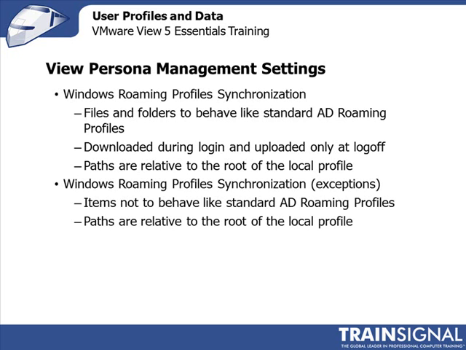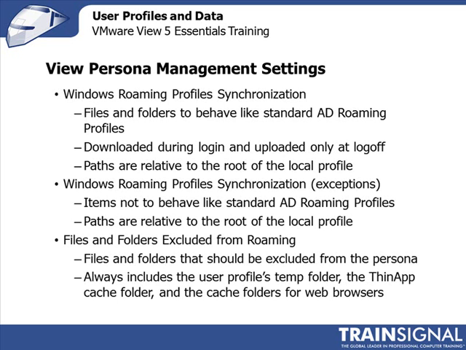We also have an exception setting for the Windows Roaming Profile Synchronization, for files and folders within the folders that we defined on the previous setting that won't behave as if they were roaming profile folders. We can also explicitly define files and folders we don't want to roam at all. This can help to reduce the size of the profile and eliminate the stuff that we don't want copied out to the network, or that the user won't need from one session to the next.